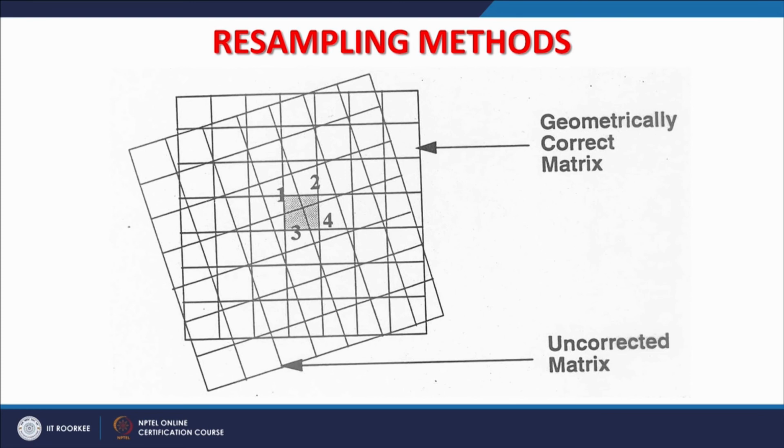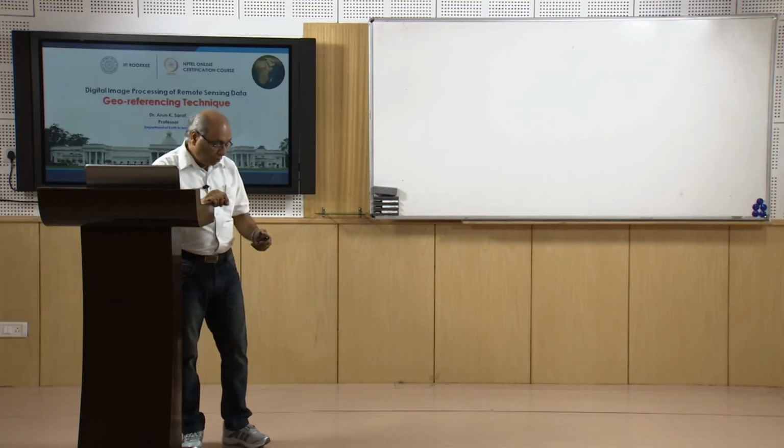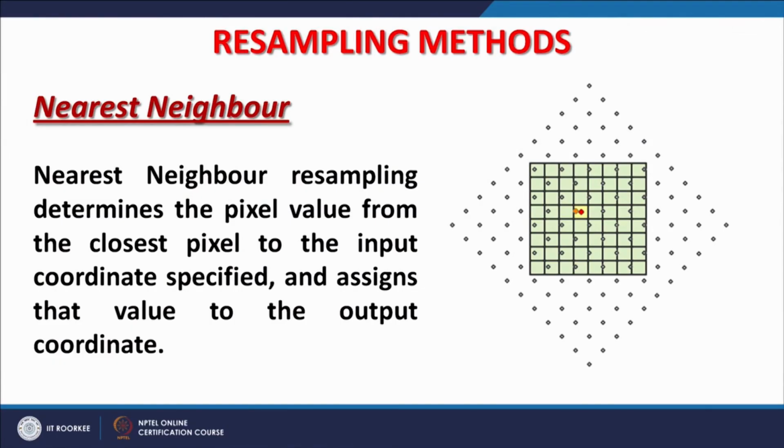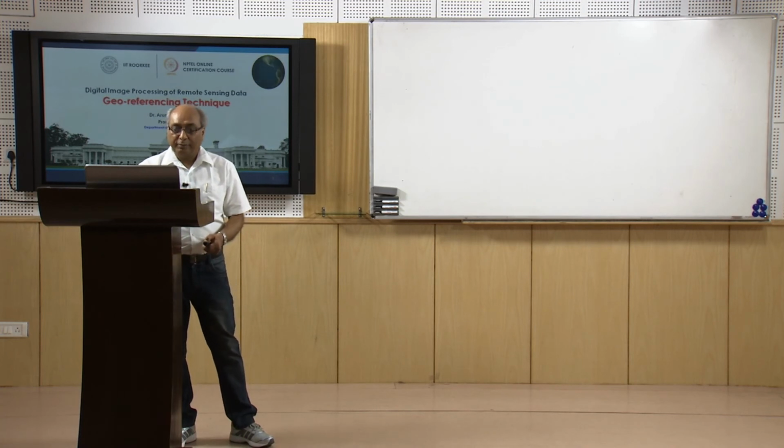So that distance can be assigned a weight, and accordingly the values can be calculated, and this kind of calculation during resampling is called a cubic convolution. So quickly we will see that the nearest neighbor resampling determines the pixel value from the closest pixel to the input coordinate specified and assigns that value to the output value. So the one which is overlapping maximum, that value will carry in the target pixel.